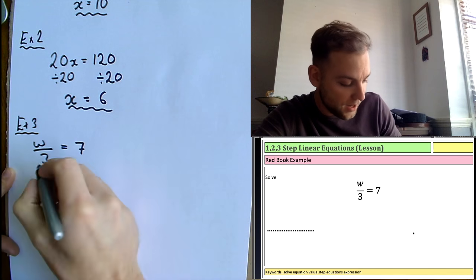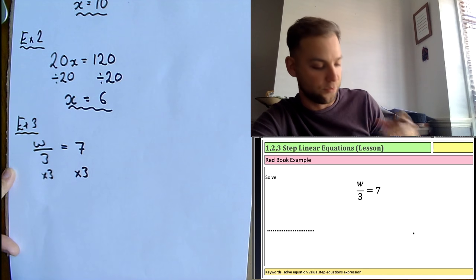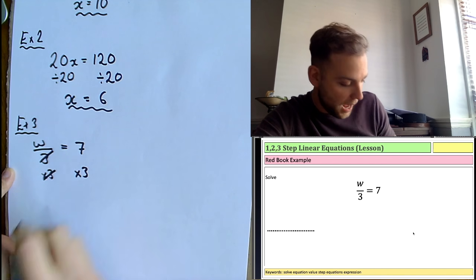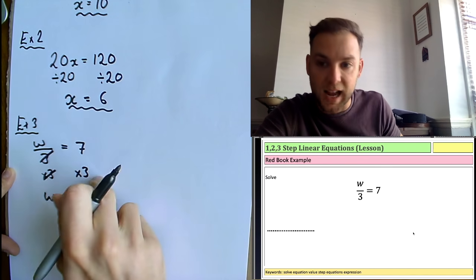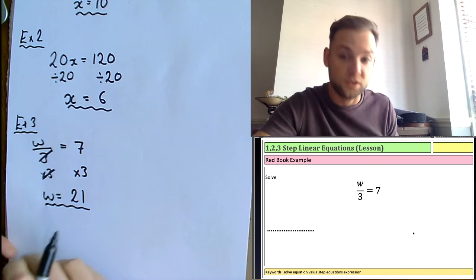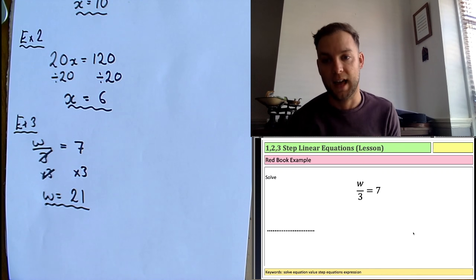If I times and divide by 3, I get rid of that. That's the whole point. And so I'm just left with 7 times by 3, which is equal to 21. So to get rid of that divided by 3, I'm timesing by 3 there.